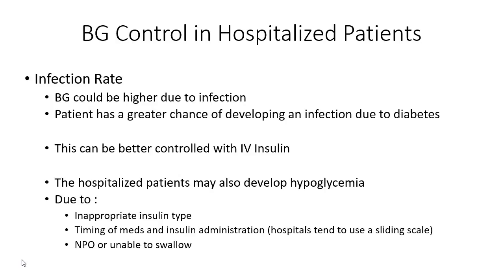Hospitalized patients may also develop hypoglycemia, and this could be due to inappropriate insulin type. So you have a patient who comes in, they're 80 years old, they're not quite sure what insulin they're on, because again, there are 4 or 5 different ones.